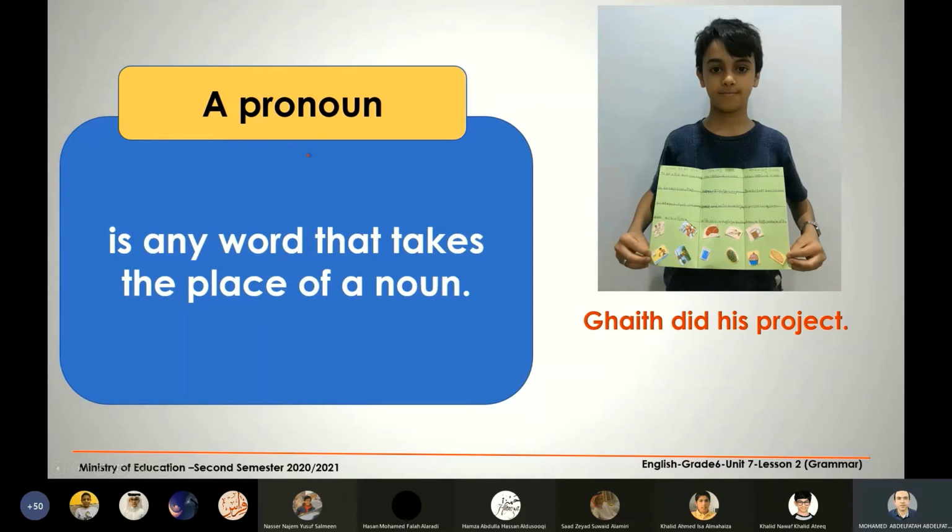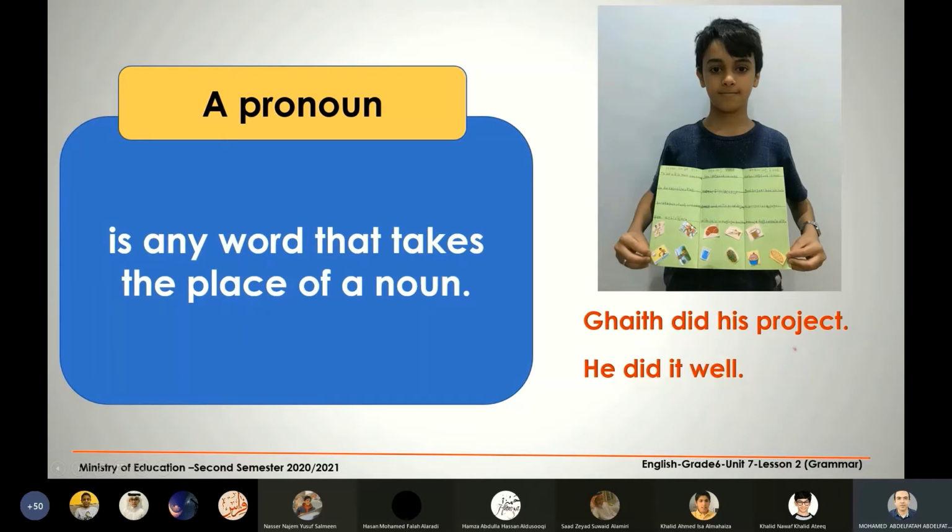Look here. We can say he, who? He, Ghaith. Ghaith did the project, he did the project. Also, we can replace the object project with another word like it. Ghaith did the project, Ghaith did it. So we can say he did it. Well, he is a pronoun that replaces the subject Ghaith, and it is a pronoun also that replaces the object project.